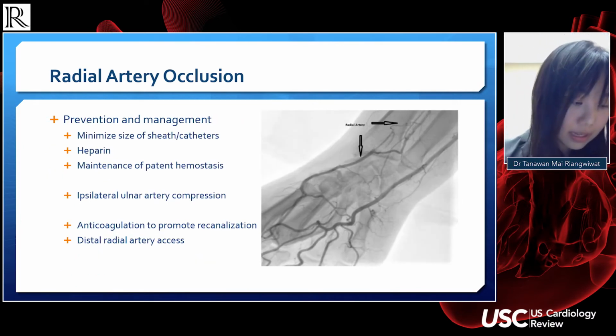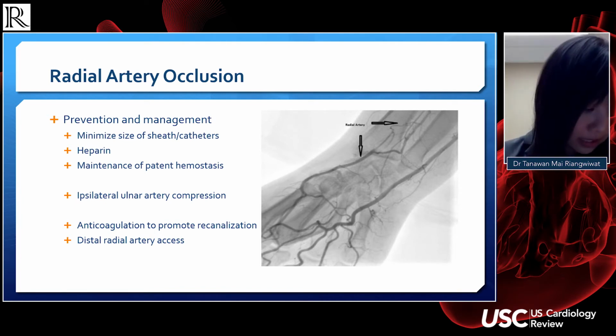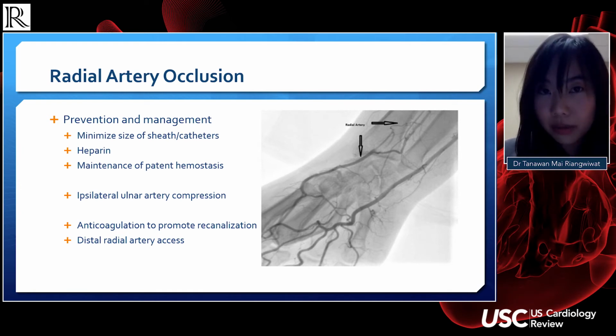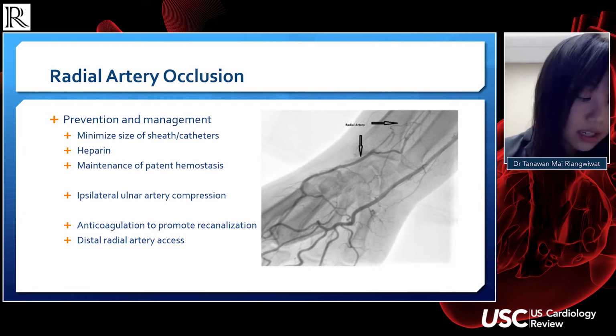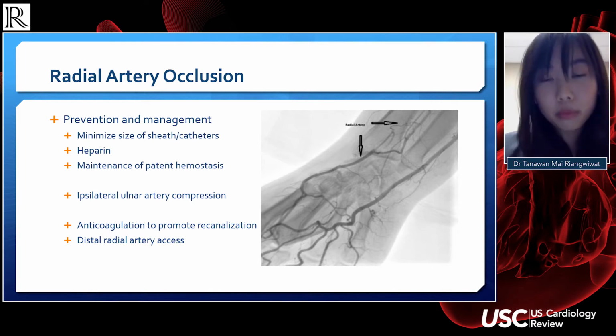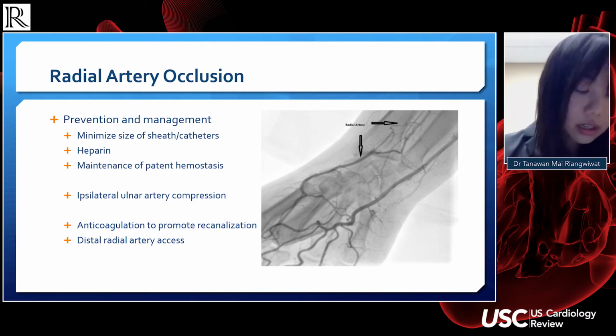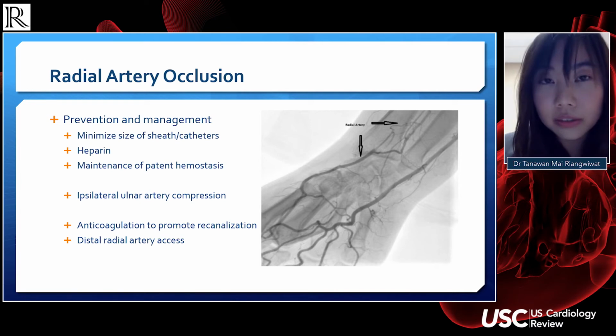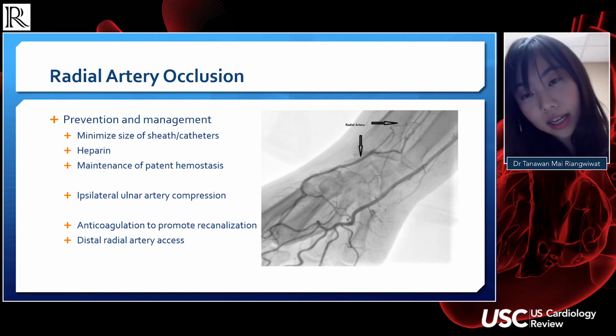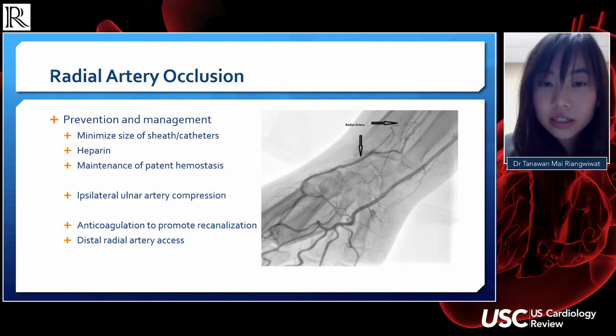For prevention, as I mentioned earlier: patent hemostasis, give heparin during the cardiac catheterization, and use as small sheaths as possible. Lateral ulnar artery compression can be used for both prevention and treatment in acute radial artery occlusion. If it's not acute anymore, then the patient will need anticoagulation. If repeated cardiac catheterization is needed, then consider using a distal radial artery access, which can actually help with the recanalization of the radial artery occlusion.